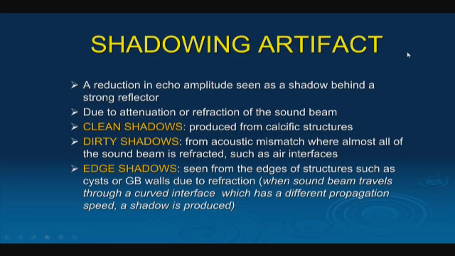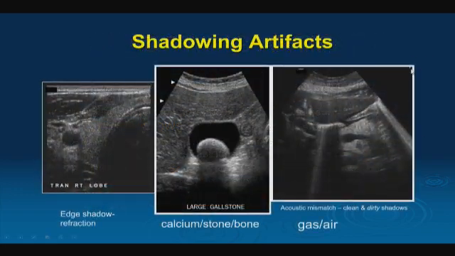The next type of commonly seen artifact is shadowing artifacts. There's different types of shadowing depending upon the structure that you're interacting with. We call them clean and dirty shadows and edge shadows. So let's start in the center here. We have the liver, this is the gallbladder, and here's a big calcific gallstone. When sound interacts with bone, it attenuates the sound beam. That is, it loses energy, and it creates a big black shadow that we see emanating from the calcific stone. As you can see, it's dark, it's black, and it's well defined. So that's called a clean shadow.